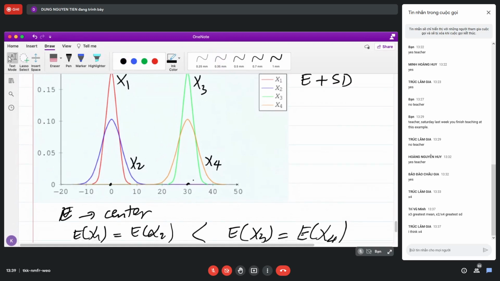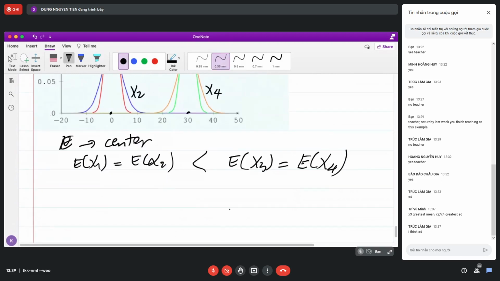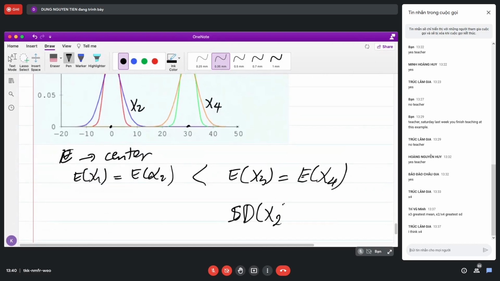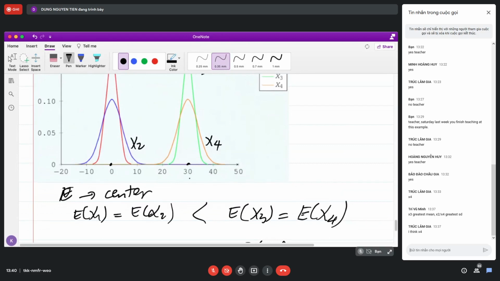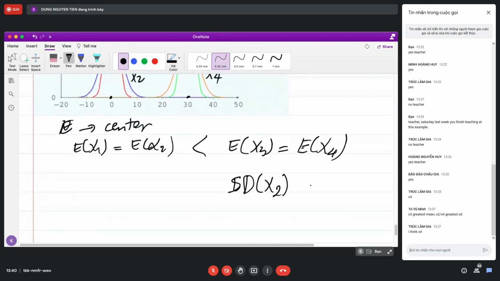So if a distribution looks fatter, bigger, then the variation should be greater, and the variance should be greater, or the standard deviation should be greater. Therefore, I can see that the standard deviation of x2 and x4, they have the same shape. Therefore, they should have the same variation, and they should have the same standard deviation. So I get this. Okay.